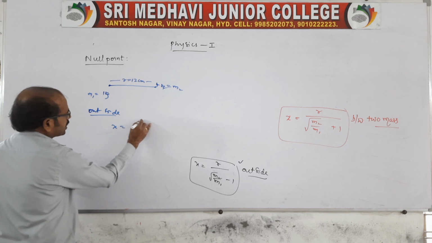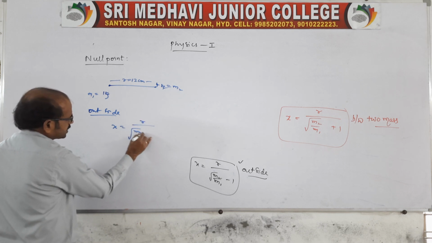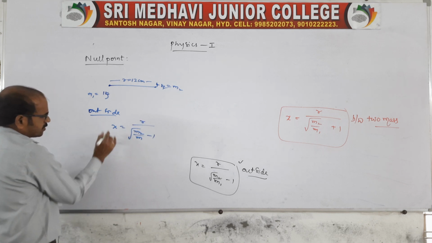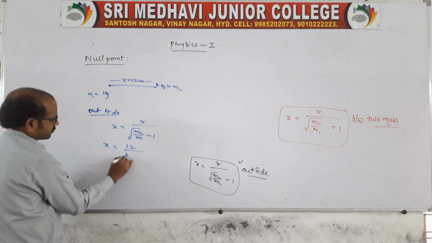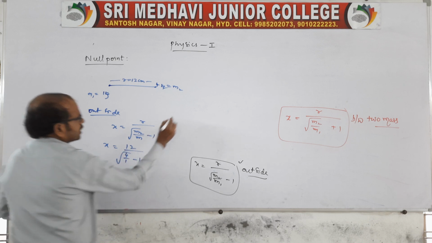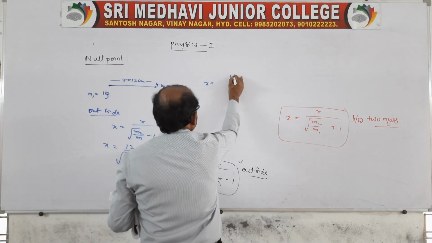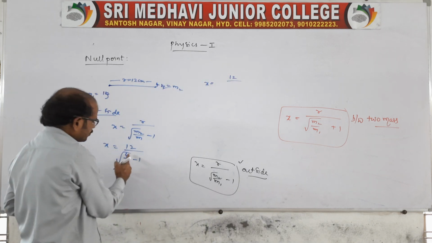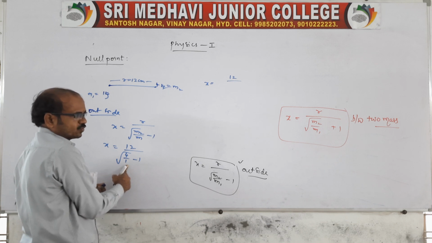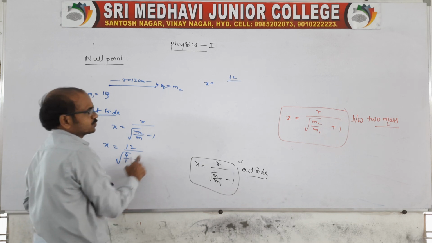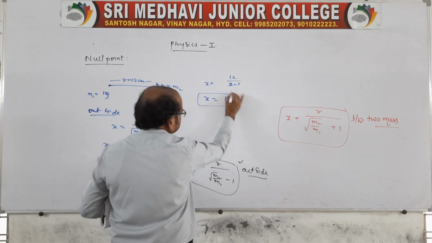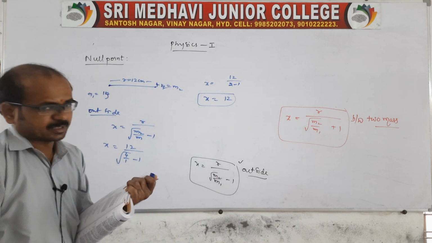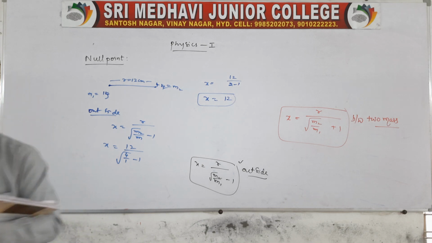X is equal to R by root over M2 by M1 minus 1. Now I am telling outside, R is 12 centimeter by M2 is 4 by 1 minus 1. So X is equal to 12 by root 4 by 1. It is nothing but root 4, and root 4 is nothing but 2. Then 2 minus 1. It is approximately at a distance of 12 centimeter when it is outside.